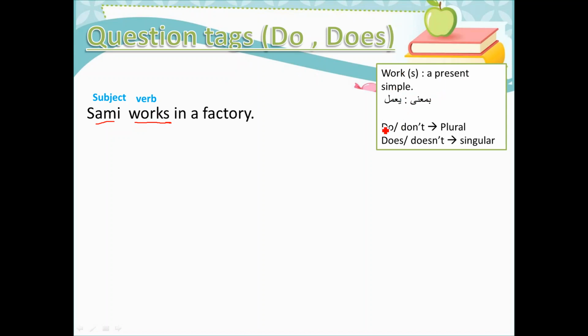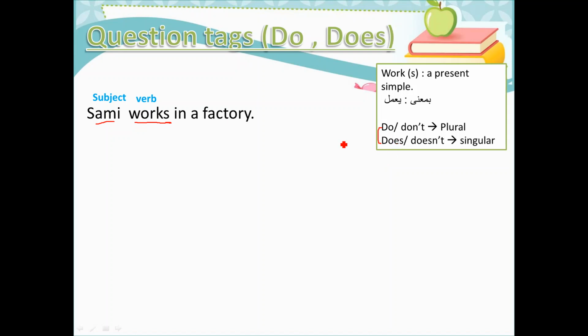Now when it is a present simple I have two choices. عندي خيارين عندما تكون الجملة مضارع بسيط. Either إني أستخدم do أو don't إذا كان الفاعل جمع, or I use does and doesn't if the subject is singular. إذا تعتمد على الفاعل. In this sentence the subject is Sammy which is singular. الفاعل هو سامي وهو مفرد وبالتالي لازم أستخدم does.